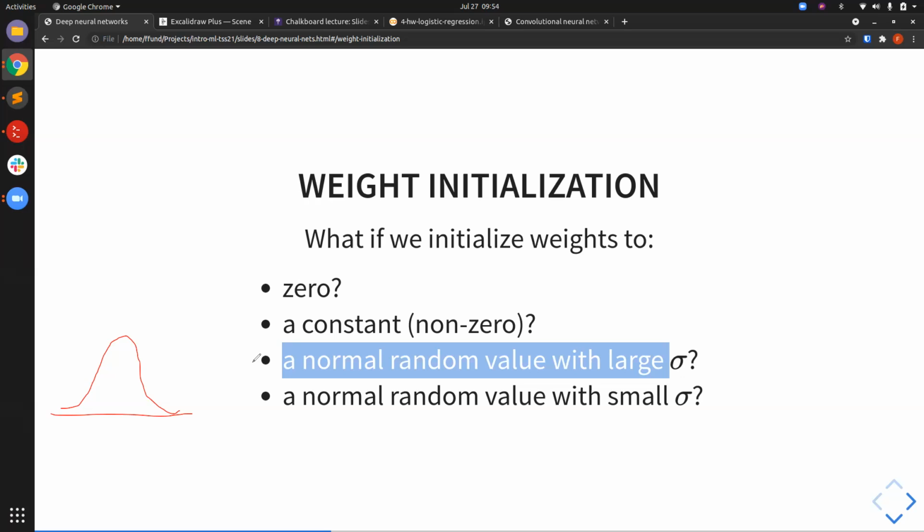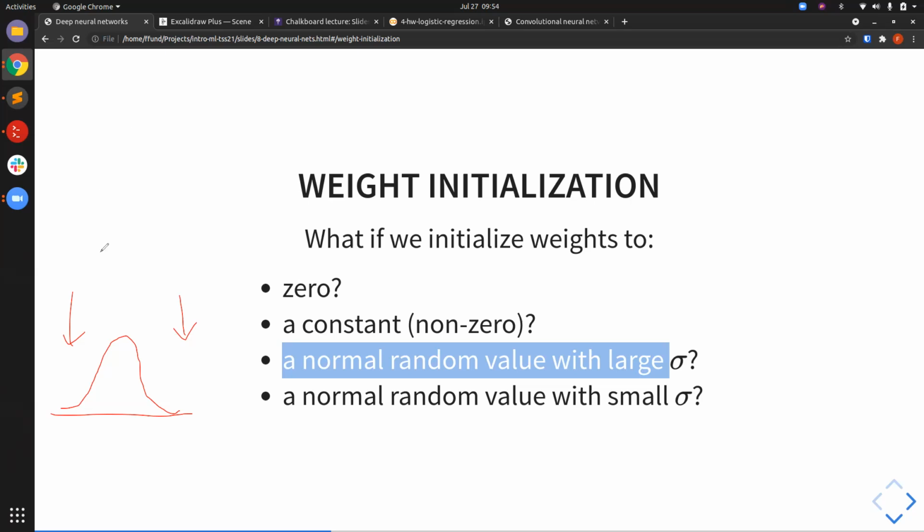Okay. So if you pick, let's say, a normal random value with a large value of sigma, all of your weights will have very different values. Right? So that's kind of good because you don't want them to be too symmetric. The problem here is that some of these values are going to be very large. So some of these units will start with very large weights.